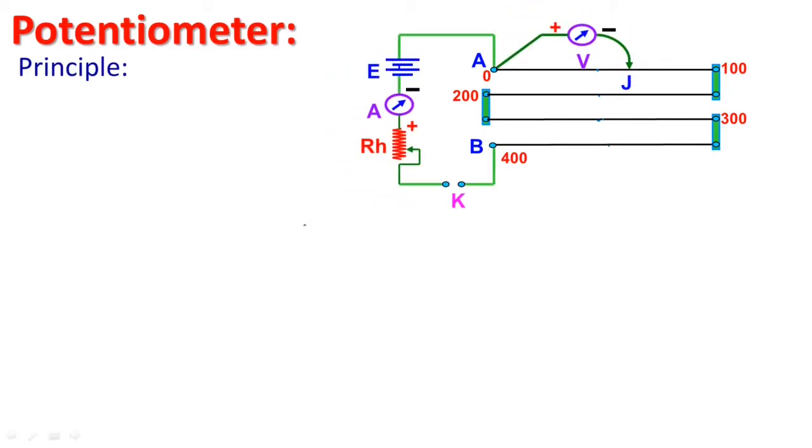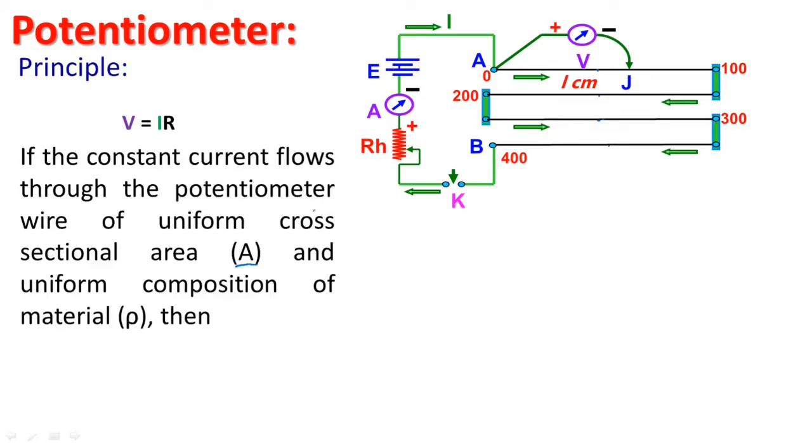As shown in the diagram, positive terminal of voltmeter is connected to terminal A and negative terminal of the voltmeter to jockey J. Current I is flowing through the circuit. By applying Ohm's law, V is equal to IR, the potential difference across the circuit. If the constant current flows through the potentiometer wire of uniform cross-section area A and uniform composition of material, means temperature of the wire remains constant, then V by L is equal to constant.